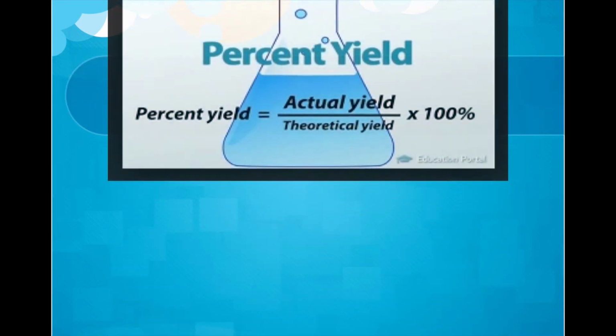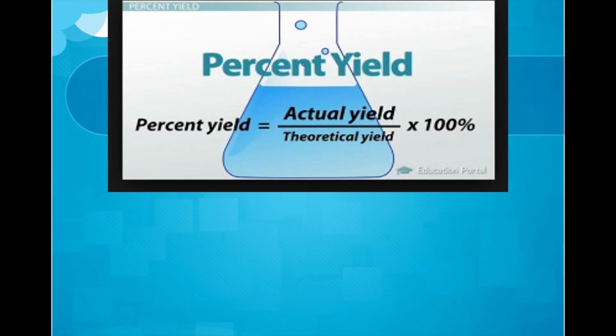The last part of the problem is finding out the actual yield. The formula is given in the picture, where we compute actual yield over theoretical yield, which is what we just found, times 100%. This gives us the percent yield.